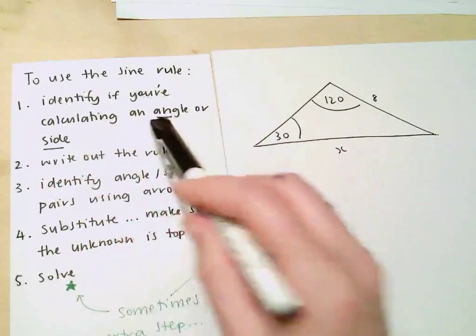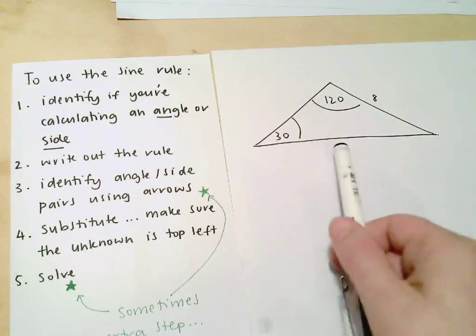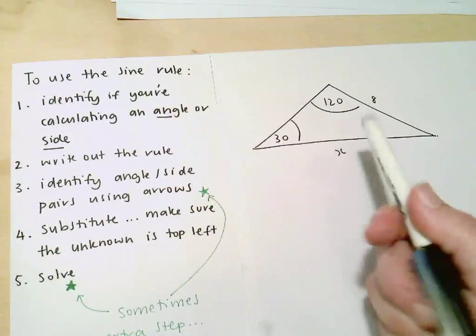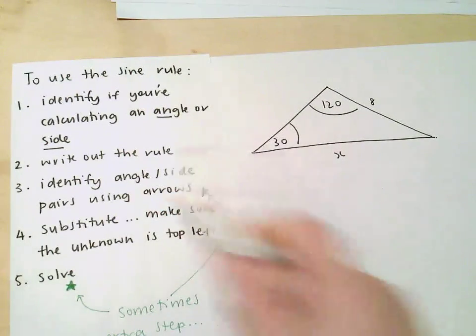But then you need to identify if you're trying to calculate an angle or a side. So here's my example here. In this case, I'm trying to calculate a side. So that's the first step, and it's a pretty straightforward one. I'm trying to calculate a side here.